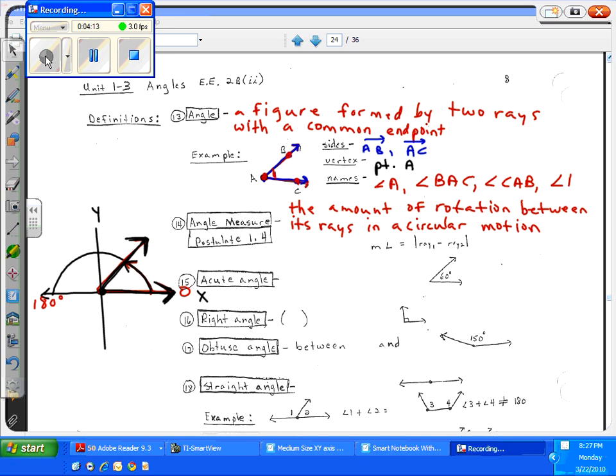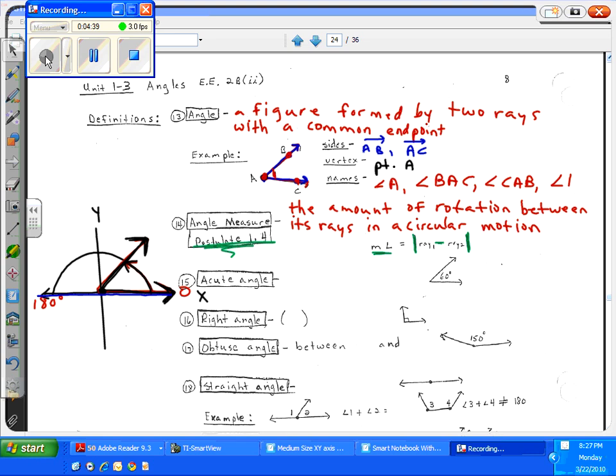Now, postulate 1 says that the measure of an angle can be calculated somewhat like the ruler postulate. You remember the ruler postulate, where the distance between 2 points on the number line was equal to the absolute value of the difference of the coordinates of the points? Well, the protractor postulate, which is postulate 1-4, actually tells you how to use a protractor.